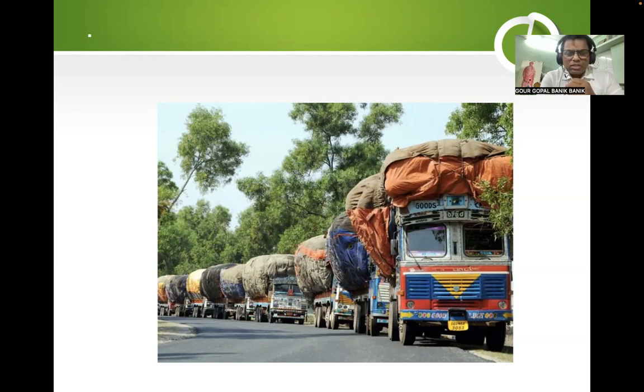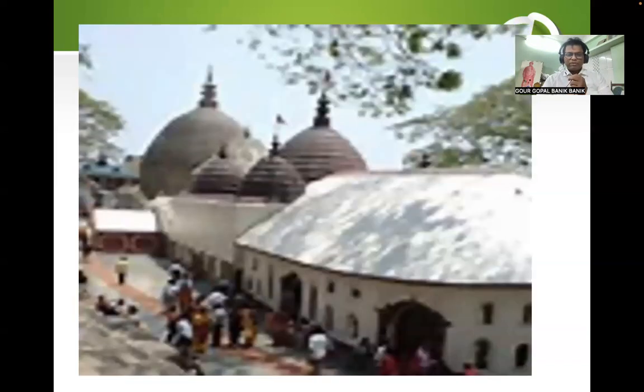See, this is a picture which is a common picture, all of you know. I've started with this. This picture indicates that goods are being transported from one state to another state, from one place to another place all over the country. And it takes a lot of time at different check gates, and a lot of taxes are imposed. This was the case before GST was implemented.